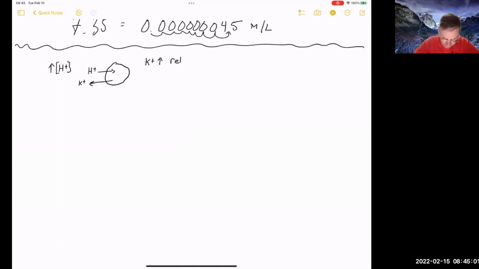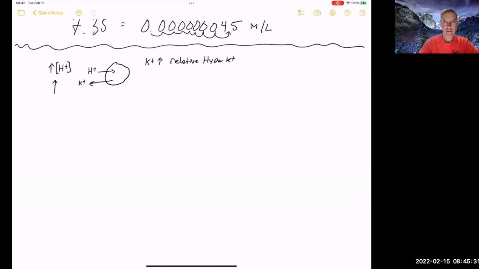And so what will happen is your serum potassium levels will increase and you will have something known as a relative hyperkalemia, where the serum potassium will be elevated, but the overall potassium isn't actually elevated, because as you treat that acidosis and the hydrogen ion concentration decreases, potassium shifts back into the cells, right?